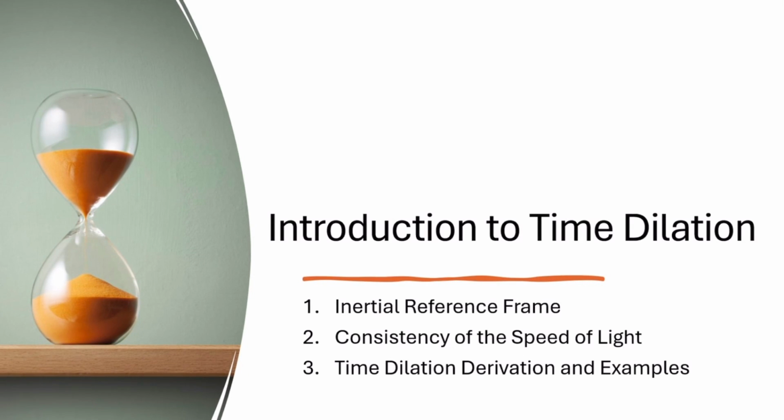So I'm going to explain time dilation and relativity. This basically is how time passes differently depending on how fast you're moving compared to someone else. And so I broke this into 3 parts. So we've got inertial reference frame, consistency of the speed of light, and then time dilation, derivation, and examples.